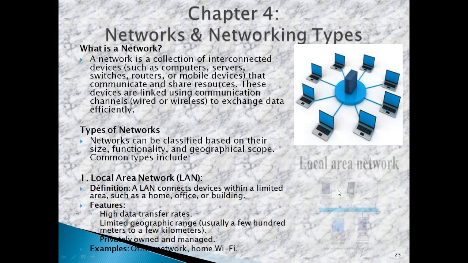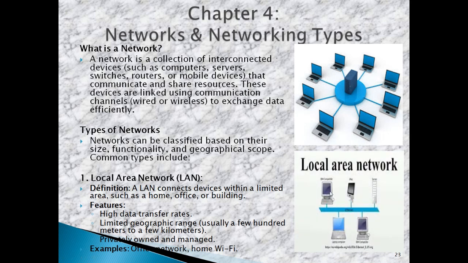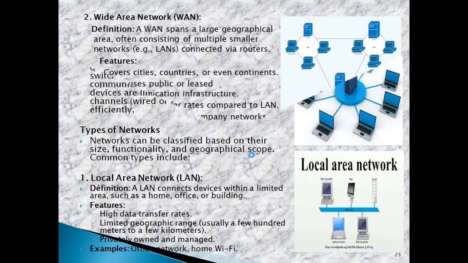Now look at this device, this one here. You discover that all the devices, this computer here, this laptop, this computer here, another computer here, and a server, they are all connected together on a local area network. Now, what are the features of a local area network? It has high data transfer rates. It has limited geographic range, that means it's located within a particular location, and is privately owned, usually by an individual or a company. An example is an office network, which is a LAN, and a home Wi-Fi is also a LAN. Now let's make progress.